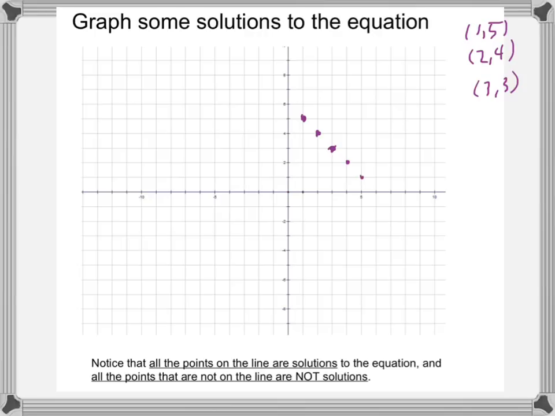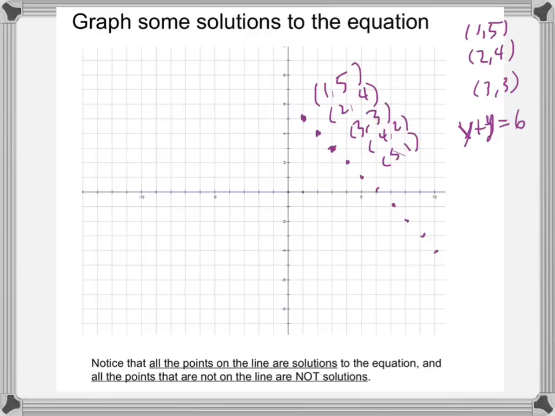And what you're going to see is that this really nice thing happens where all the points that are solutions to the equation x plus y equals 6 all lie on the same line, right? This is (1, 5), this is (2, 4), (3, 3), (4, 2), (5, 1), (6, 0), and then here I have (-1, 7), and so on. All of these solutions lie on the same line.